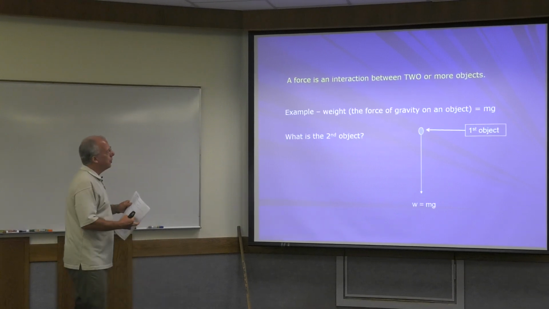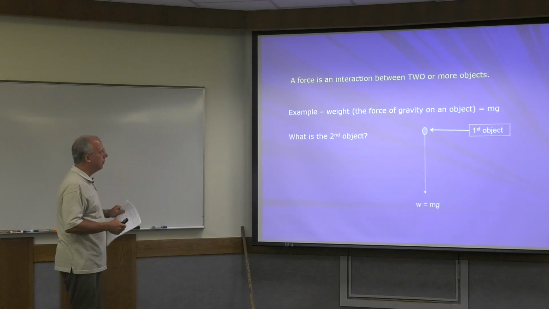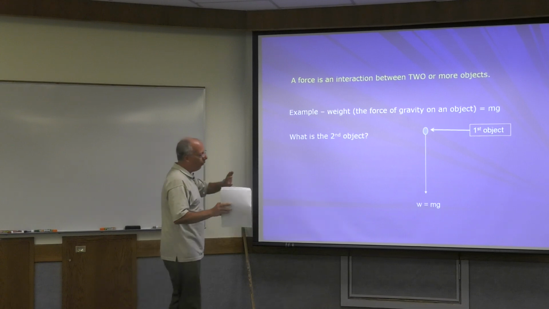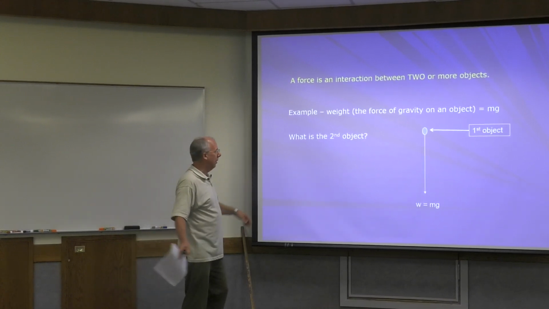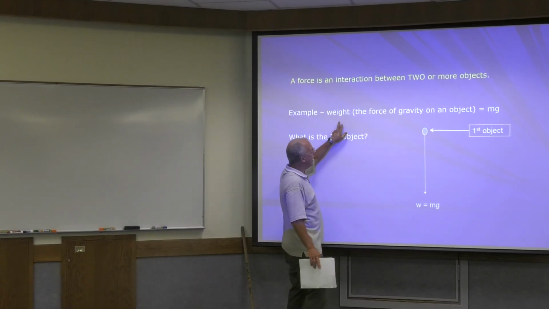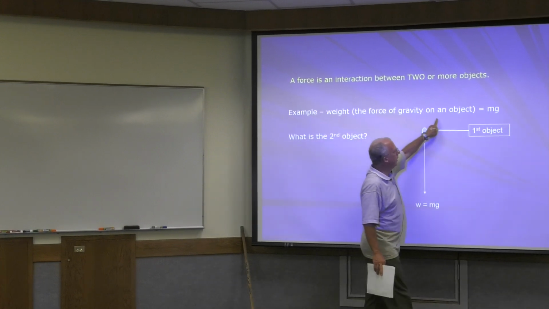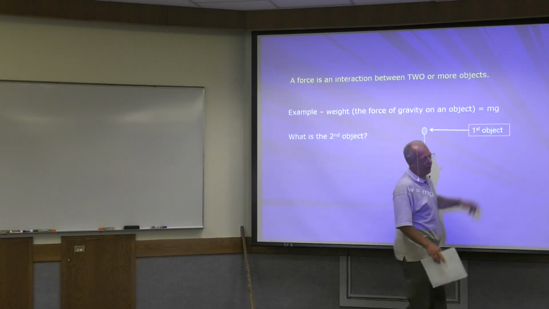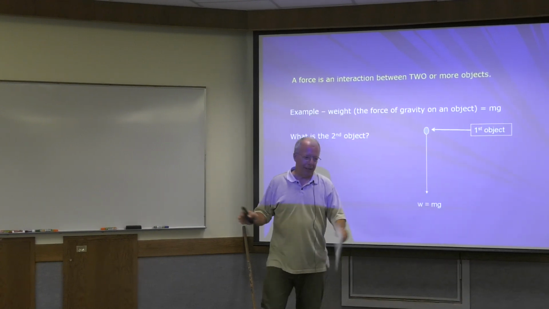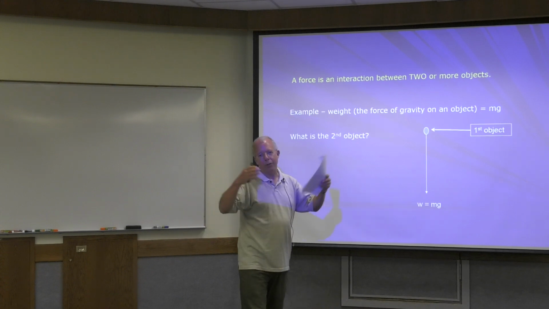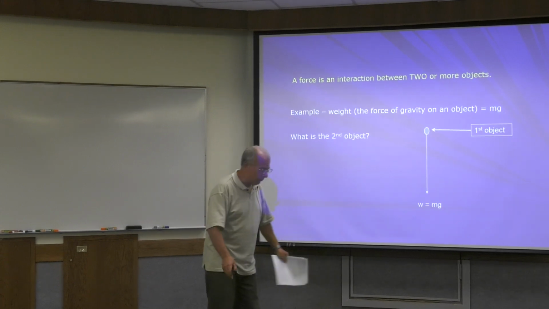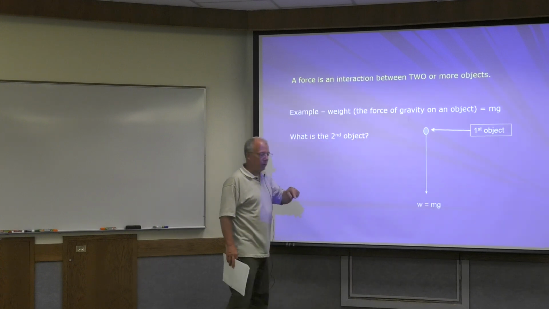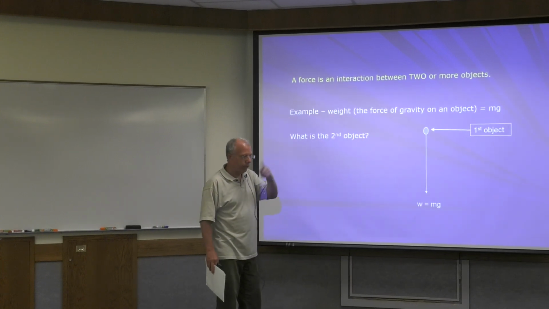Here. So again, a force is an interaction between two or more objects. So here's a force we're going to see the rest of the semester. Weight. Weight is the force of gravity acting on an object. And that's equal to the mass of the object times the acceleration due to gravity. So again, you're going to memorize it. Even if you don't want to, you will, because we're going to use it so often. All right, so weight, force of gravity equals mg. That's what you want to remember. The weight is mg. It's a force.